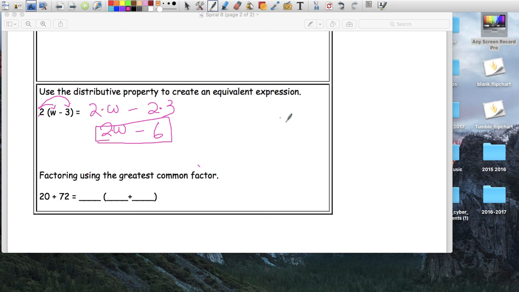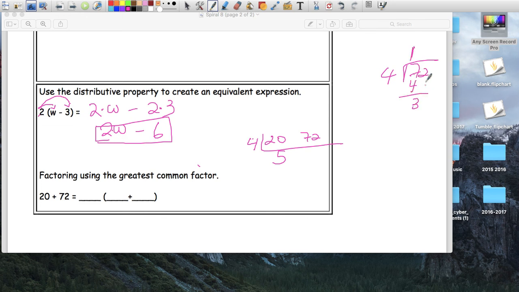Factor using the greatest common factor. Let's use the ladder method, because that makes life very easy. Think of a number. Let's try 4. Does that 4 work? 4 goes into 72, 72 divided by 4. 4 goes into 7 one time. So 4. 7 minus 4 is 3.